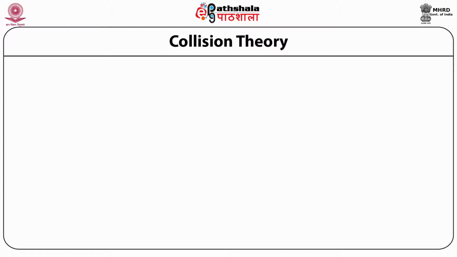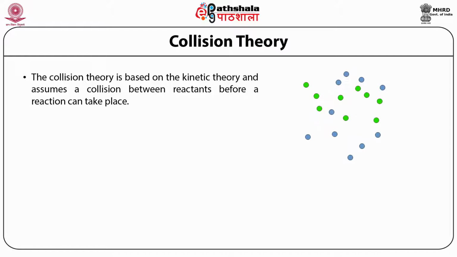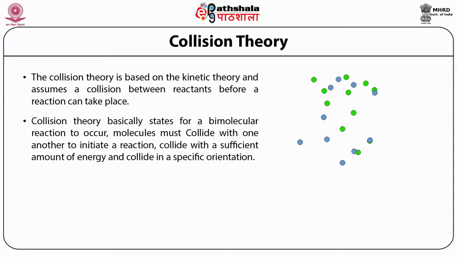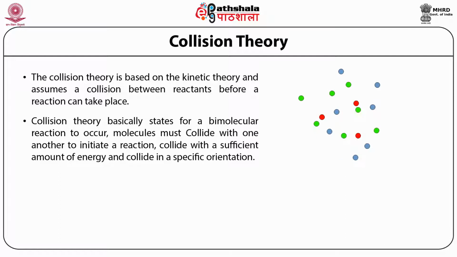The first theory is collision theory. Collision theory is based on kinetic theory and assumes a collision between reactants before a reaction can take place. So collision theory basically states that for a bimolecular reaction to occur, molecules must collide with one another to initiate the reaction, and collide with a sufficient amount of energy and in a proper orientation. So the important thing is collision with sufficient energy and proper orientation.